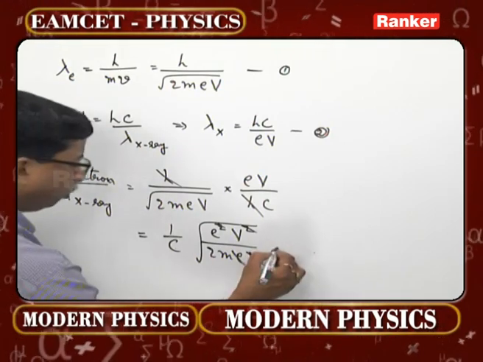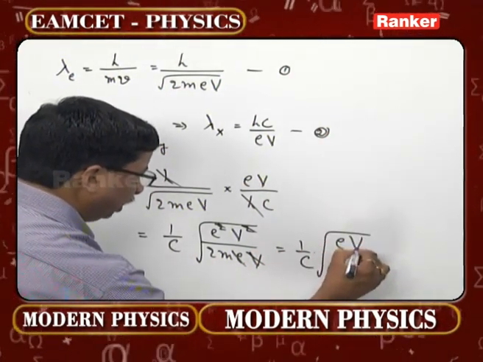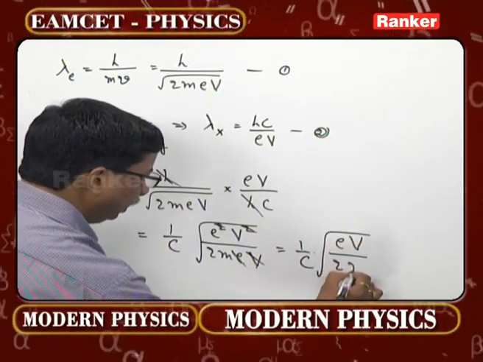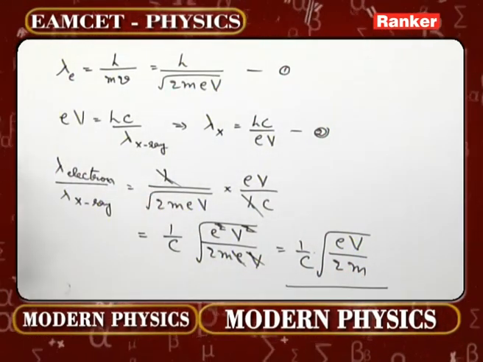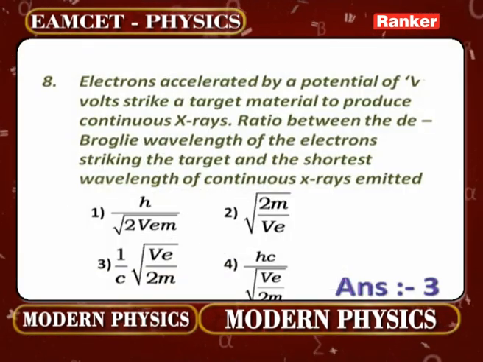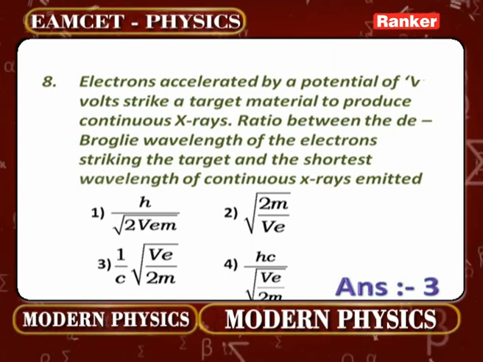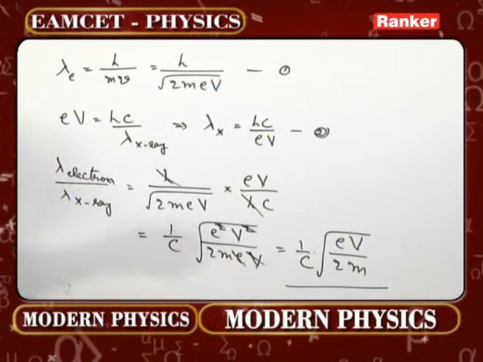Now what is left over, you see? 1 by c root of EV by 2m. Which one is coinciding with this option? You check that one. 1 by c root of VE by 2m. That is the third option, which is the correct option for this particular question.